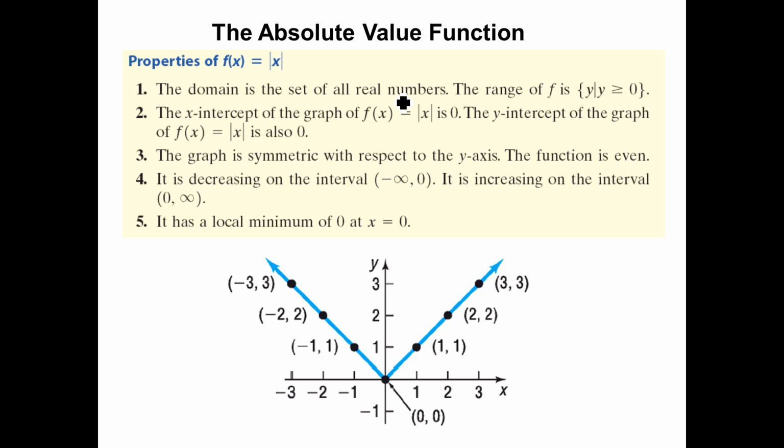Domain is going to be all real numbers, but the range is y is greater than or equal to 0. We're only going to be above the x-axis. The intercept here is the origin again, 0, 0. And we are symmetric with respect to the y-axis, so we are even. We're decreasing from negative infinity to 0, going downhill here, but then we're going uphill here, so we're increasing from 0 to infinity. And then we do have a local minimum right here of 0 at x equals 0. So our third function in the library of functions is the absolute value function.